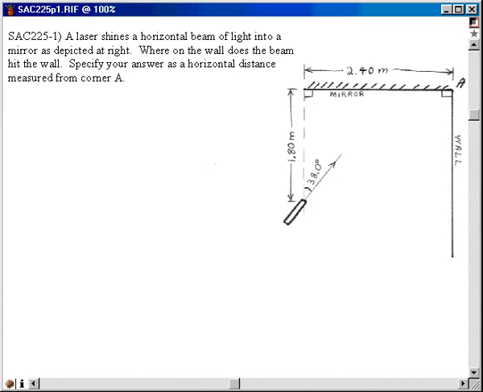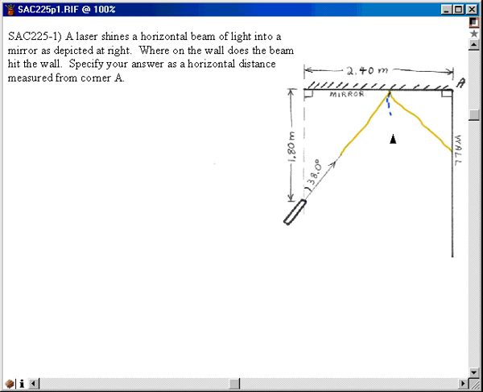SAC 225, problem number 1. Looks like a law of reflection problem. They want to know, given some light shining as indicated, where on this wall is the light going to hit? Let's continue this line to indicate diagrammatically where it'll hit, and then see if we can solve for it.